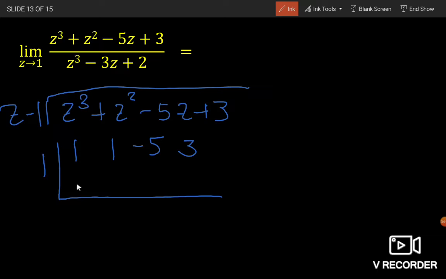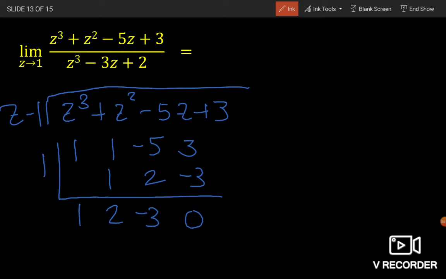1 plus 0 will give you 1. 1 multiplied by 1 will give you 1 here. 1 plus 1 is 2. 2 times 1 will give you 2. Negative 5 plus 2 will give you negative 3. Negative 3 multiplied by 1 is negative 3 here. So negative 3 plus 3 will give you 0.